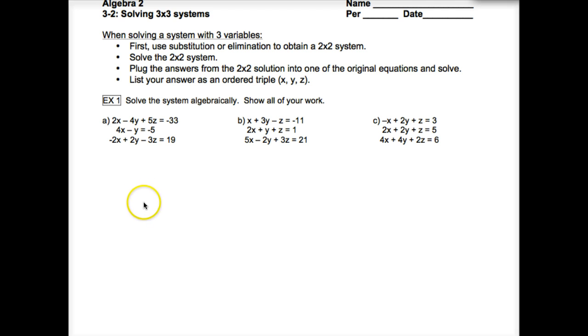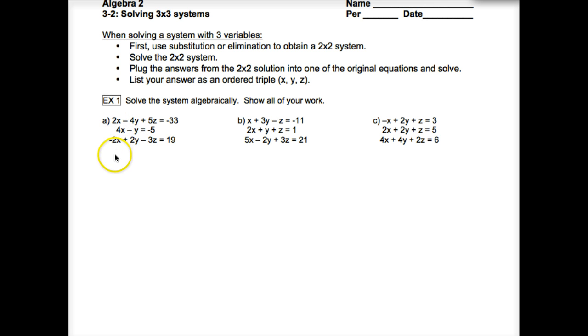So, as I look at example 1a, again, my first objective is to get down to where I have a 2 by 2. So 2 equations that only have 2 of the variables. Now, how we do that is going to vary each time. You have to kind of look at the individual system and determine maybe the best course of action. There isn't necessarily one right answer to that either. You might have done a little more work than someone else, but you could still get the right answer.